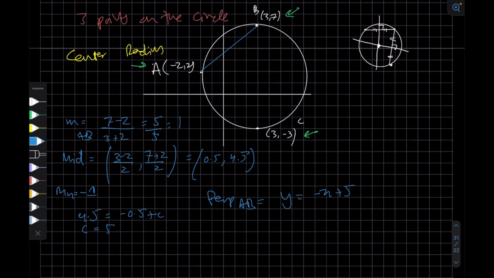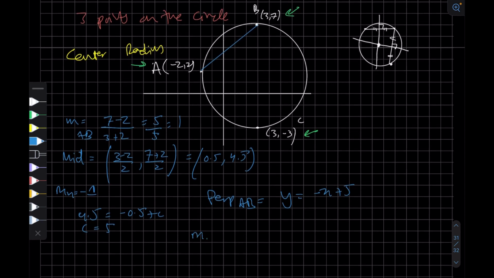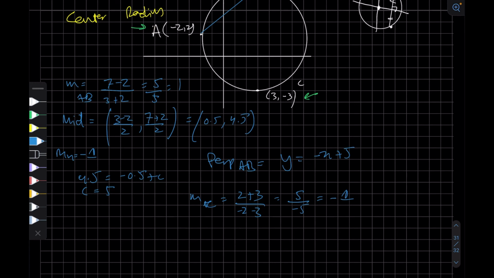Let's try BC. The m of BC will be 7 plus 3 over... okay, I noticed that I cannot form the gradient because it's infinite, it's a vertical line. So instead let's take m of AC. It will be (2 plus 3) over (minus 2 minus 3), which is 5 over minus 5, so it will be minus 1. If m of AC is minus 1, then m of the normal will be 1.